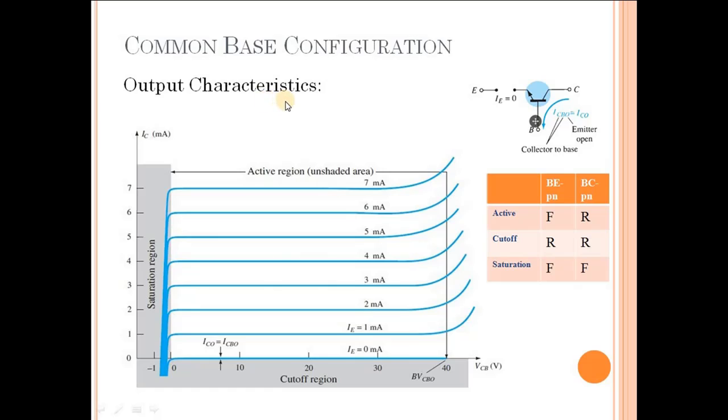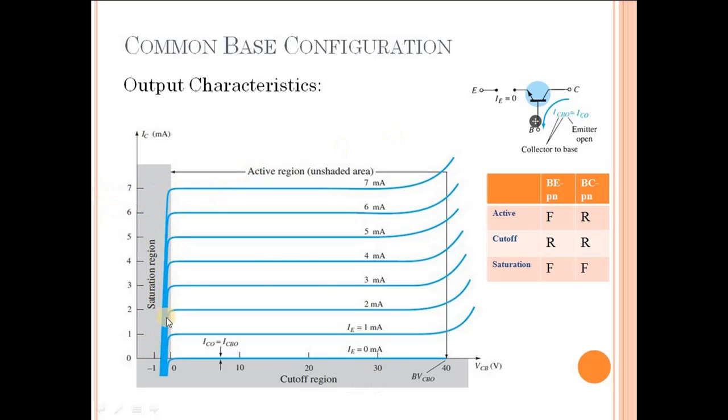After discussing the active region and cutoff region in the output characteristics of the BJT in common base configuration, let us go on to discussing the saturation region. So the saturation region is marked by that region of the output characteristics to the left of VCB equals 0. So VCB equals 0 at this point, and whatever region is to the left of VCB equals 0 goes to the saturation region.